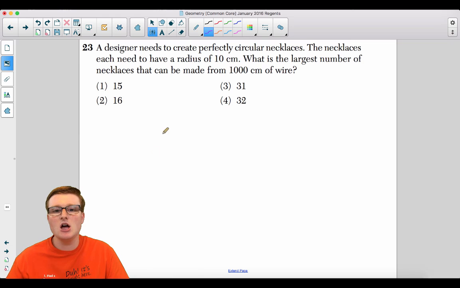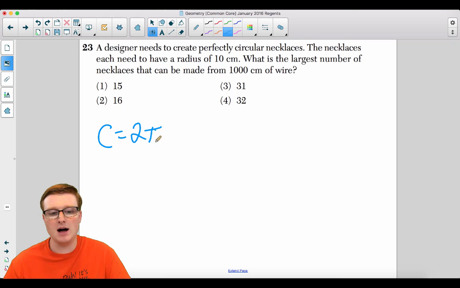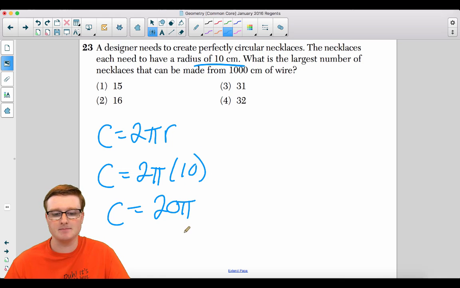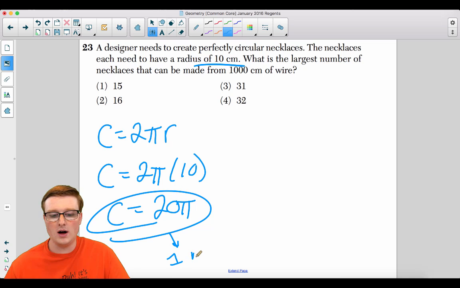It's circumference. You're measuring circumference. So circumference is 2 pi r. The radius has to be 10. So the circumference is 2 pi times the radius of 10. That's going to be 20 pi. Okay? Now, that's the circumference of one necklace.